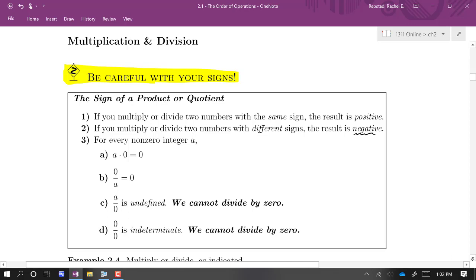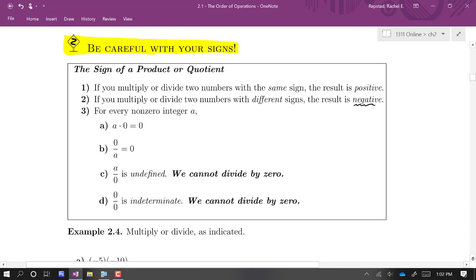And then if there's a 0 involved, we have to be a little bit careful. The rules in part A and B are basically the same thing. Part A says if you multiply anything by 0, you get 0. Part B says if I take 0 and divide it by anything, you get 0.